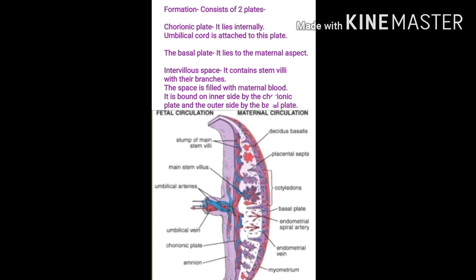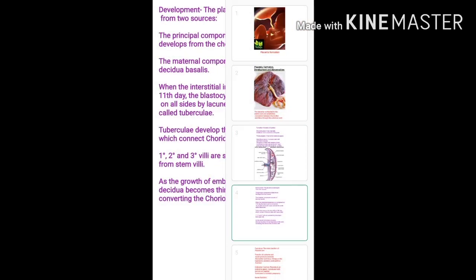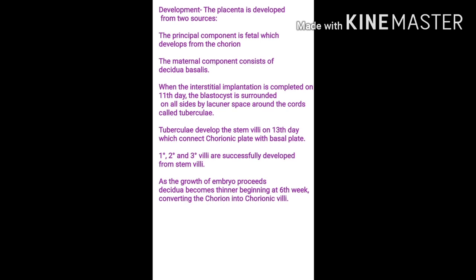And the chorionic plate has a layer of cytotrophoblast, but the basal plate has a cytotrophoblastic shell. Another similarity is that both have syncytiotrophoblast. Now the development. The placenta is developed from two sources.